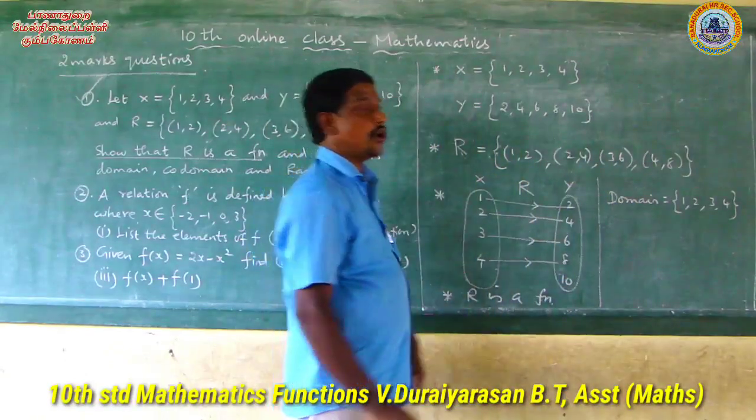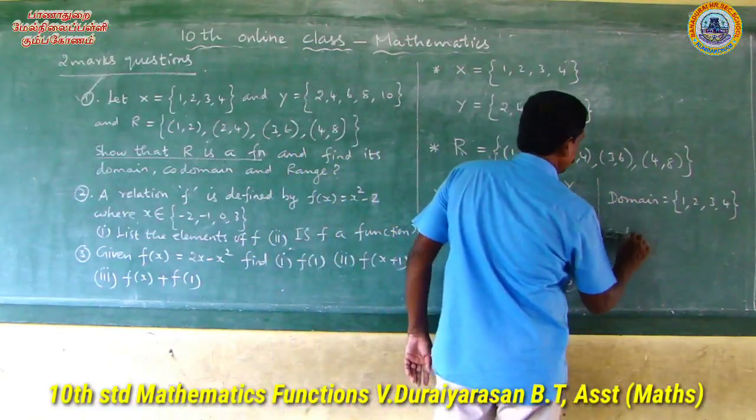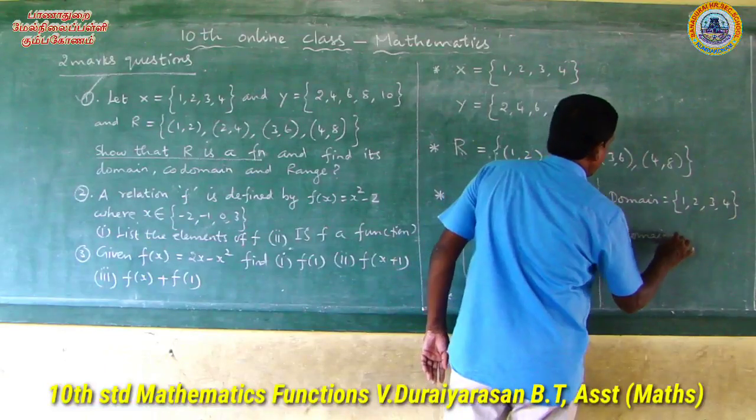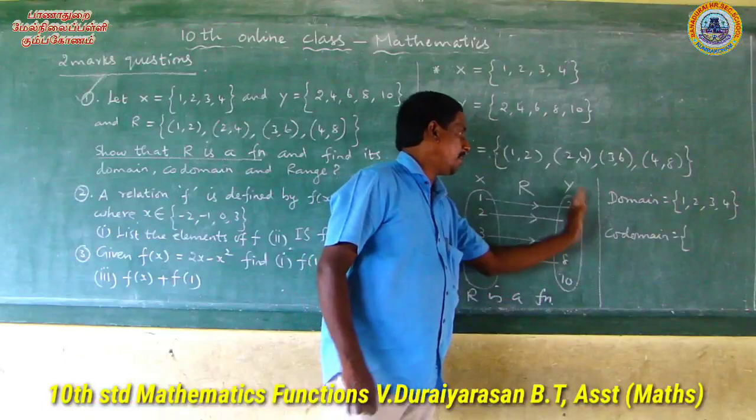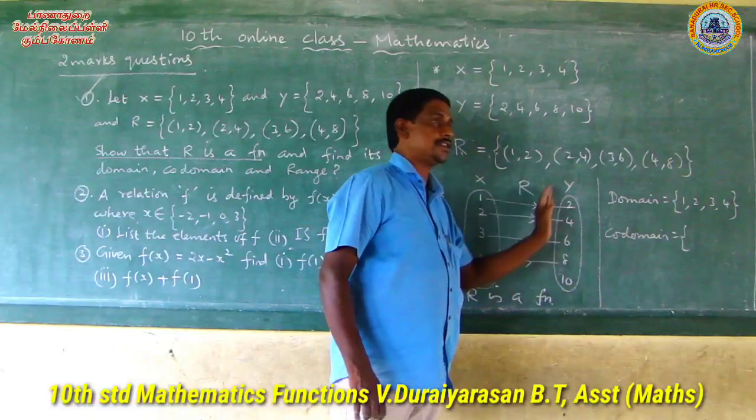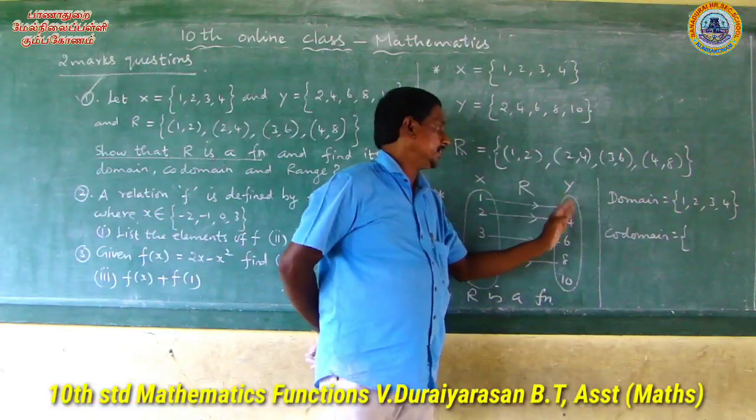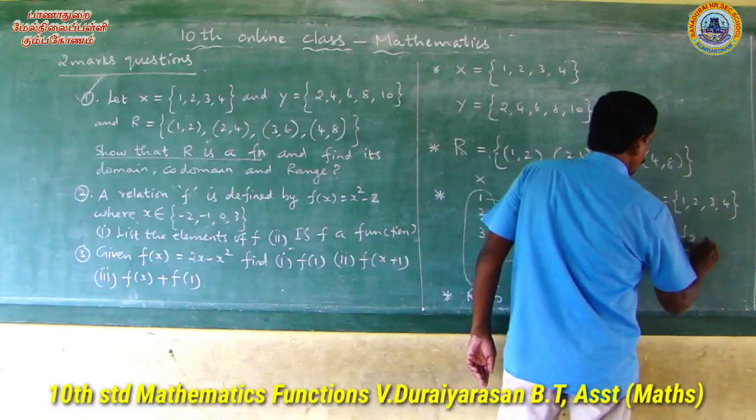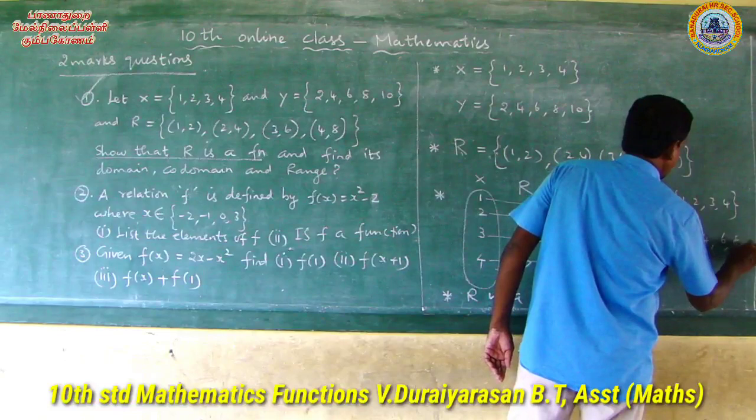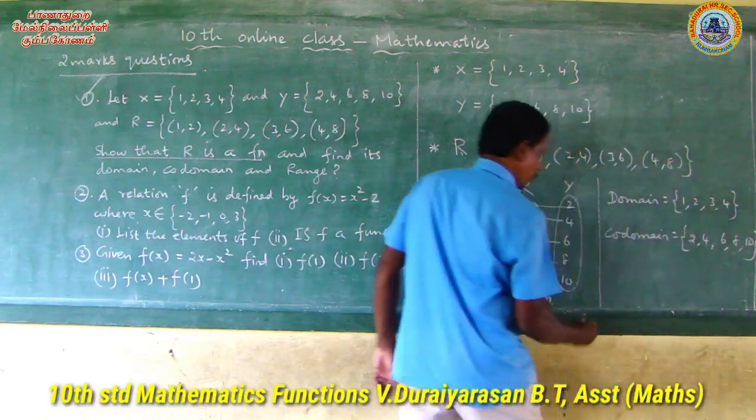Next question, codomain. What is the value of the codomain? The set of all the elements of Y is called the codomain. What are the values, sir? 2, 4, 6, 8, 10 is called the codomain.